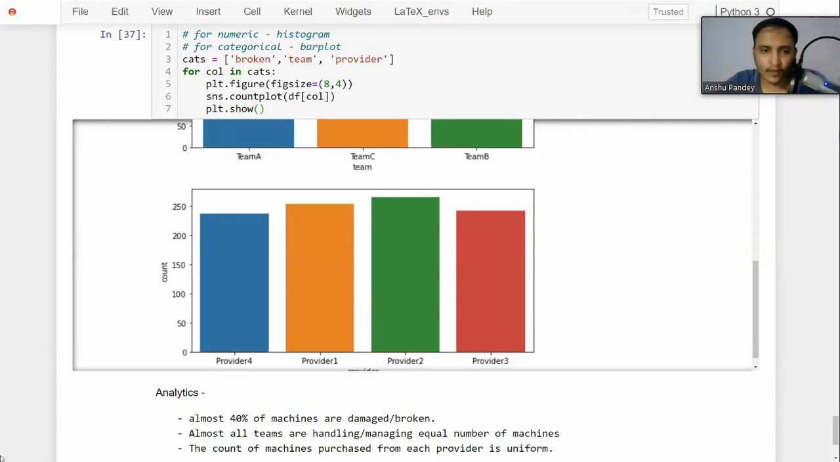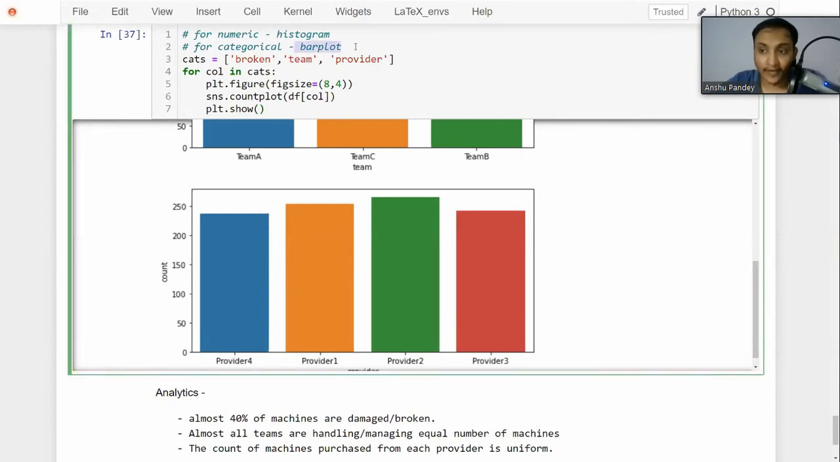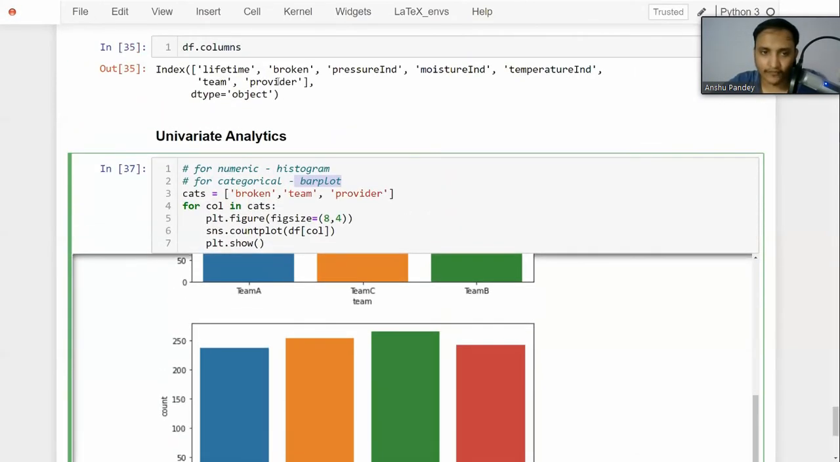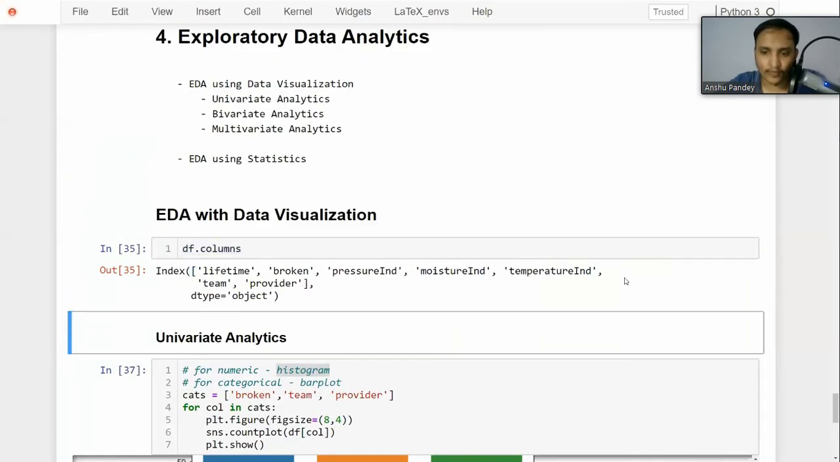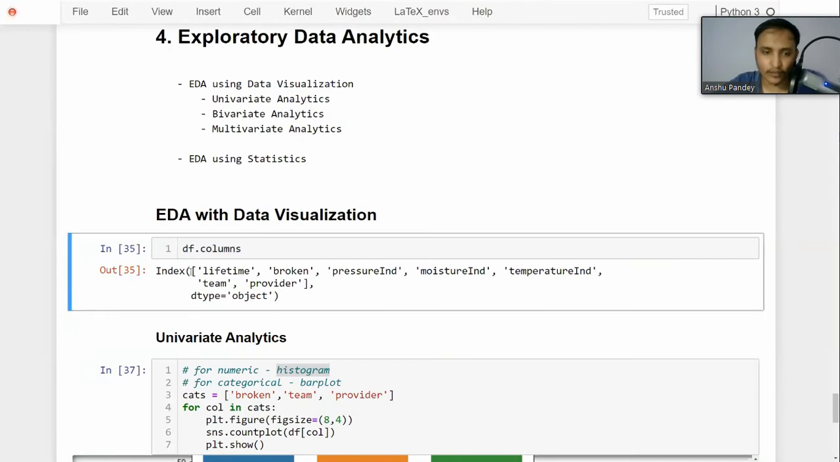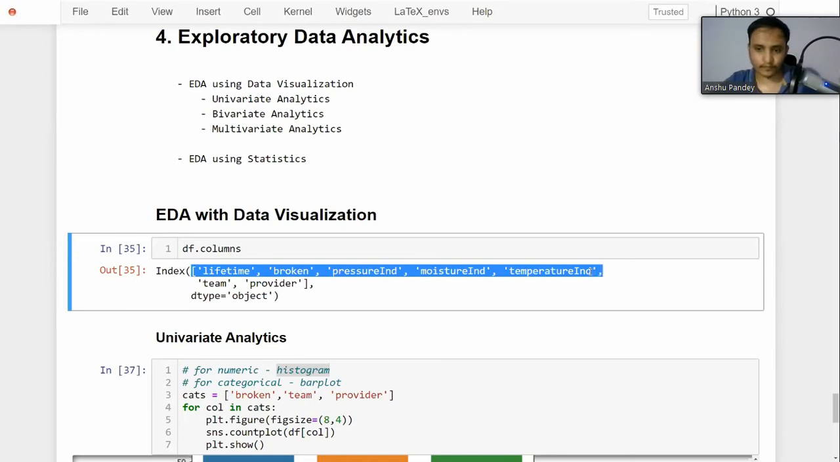Okay. So this is some simple univariate analytics for categorical attribute, right? As you already know that for categorical, we should go for bar plot. And for numeric, which we have not done so far for few of the columns like lifetime, temperature, pressure, moisture, which are numeric, right? So for them, we should always go for histogram. Right. So similarly, now we'll go for numeric attributes, right? And we'll try to perform the similar analytics on the numeric attributes.